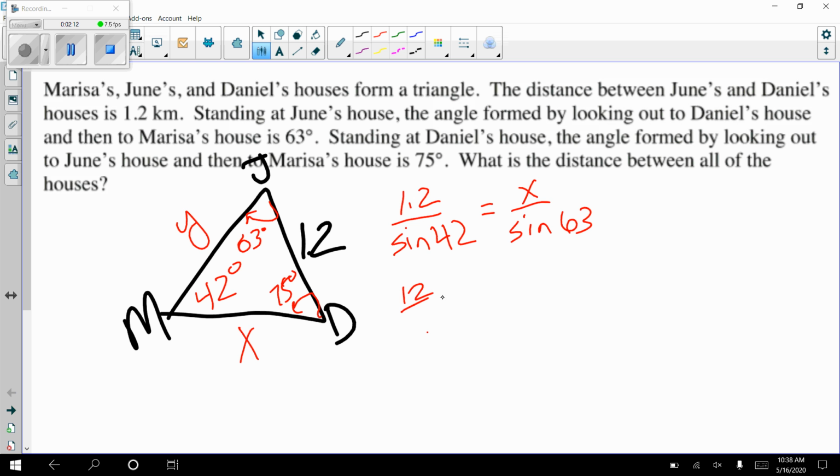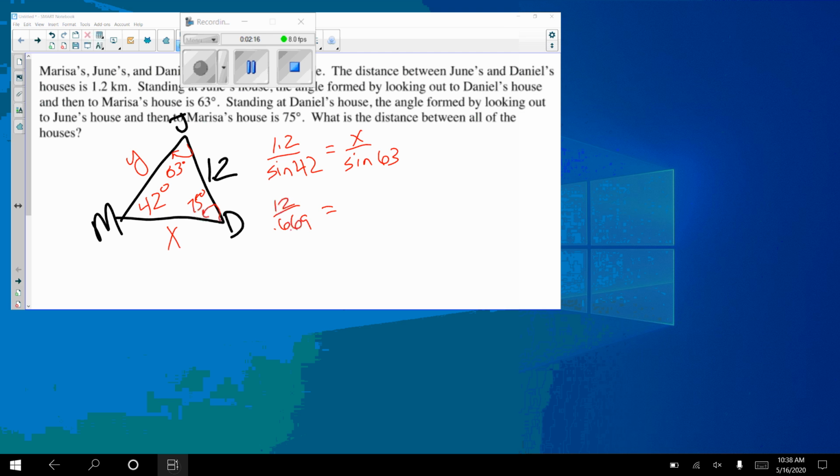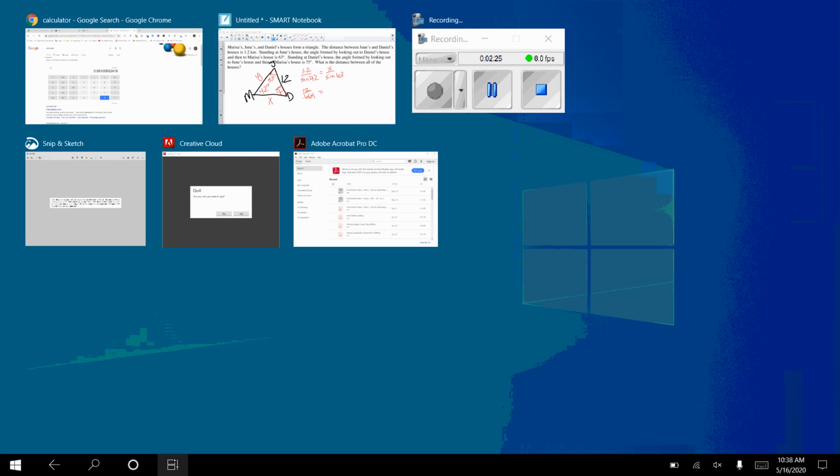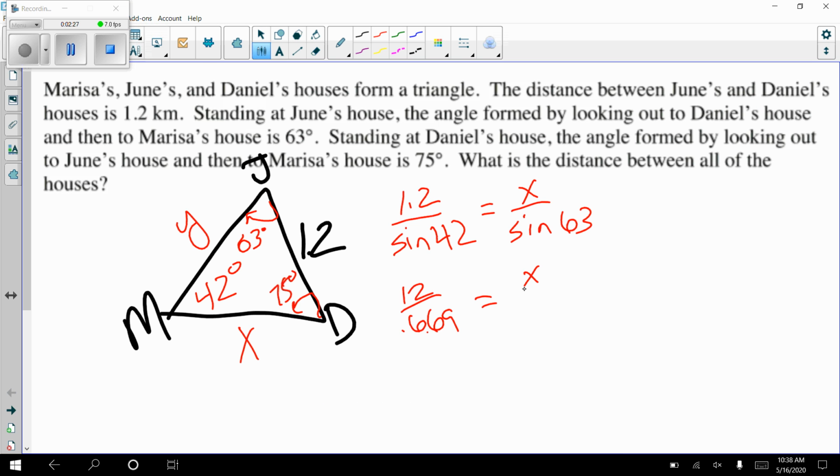And I'm going to write 12 over 0.669 equals, I'm going to go sine of 63. I probably should just have a calculator, that'd probably be easier, but here we are anyway. Sine of 63 is 0.891. So I come back here, I do x over 0.891. Then I'm going to cross multiply.